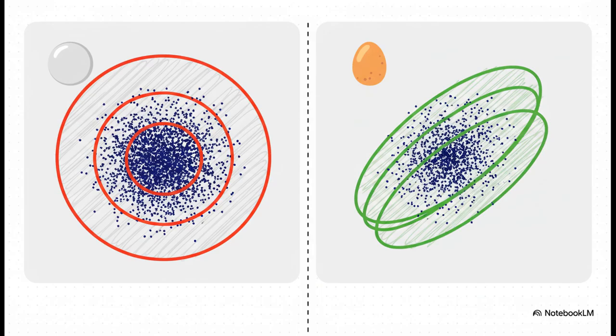The result? A completely new way of seeing distance. On the left, Euclidean distance sees the world in perfect circles. It assumes every direction is exactly the same. But on the right, Mahalanobis distance sees the world in ellipses that actually stretch and mold themselves to the real shape of the data. Points that are far away along that long axis are considered closer because, well, the data naturally varies more in that direction.